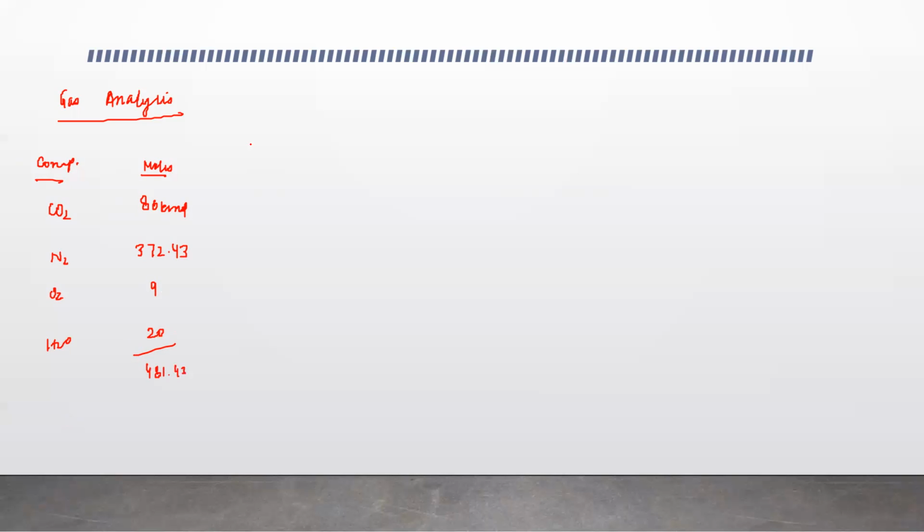So altogether the moles are going to be 481.43. Therefore, the mole percent for carbon dioxide is going to be 16.62, this upon this into 100. For nitrogen, it's going to be 77.36%. Then for oxygen, it's going to be 1.87%. And finally, for water, we are going to have 4.15%. Right? So when we add all of them, they will give you 100%.